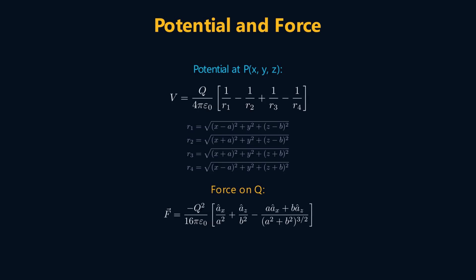The force on q is calculated using Coulomb's law with its 3 images. The image at (negative a, 0, b) attracts q in the negative x direction with a force proportional to 1 over 4a squared. The image at (a, 0, negative b) attracts q in the negative z direction with a force proportional to 1 over 4b squared. The image at (negative a, 0, negative b) repels q because it has the same sign. This repulsive force has both x and z components, with magnitude proportional to 1 over the quantity 4a squared plus 4b squared.